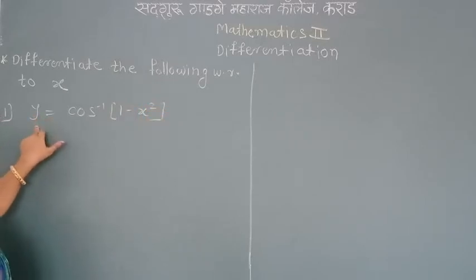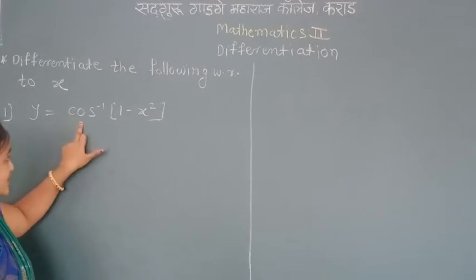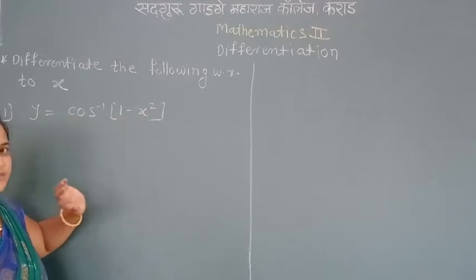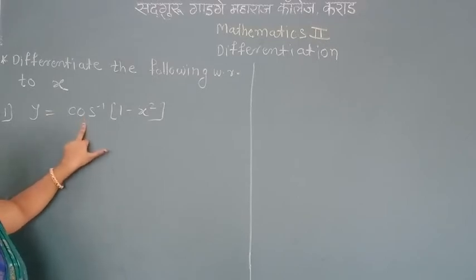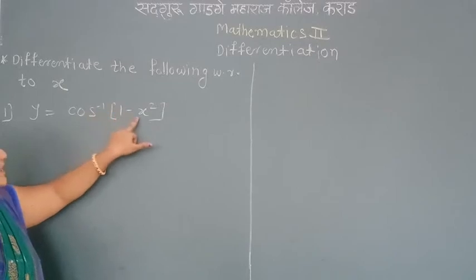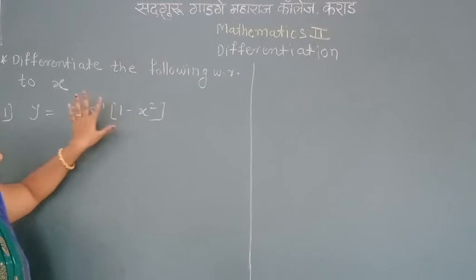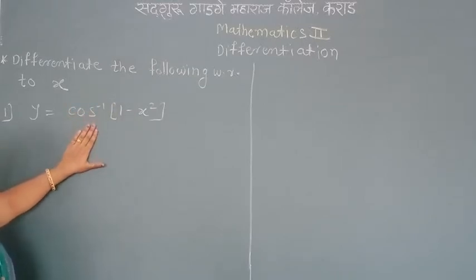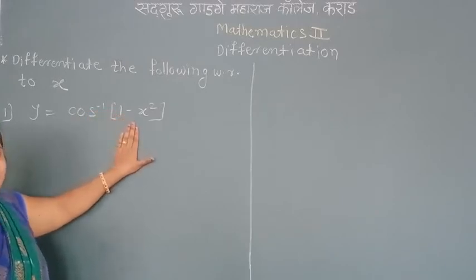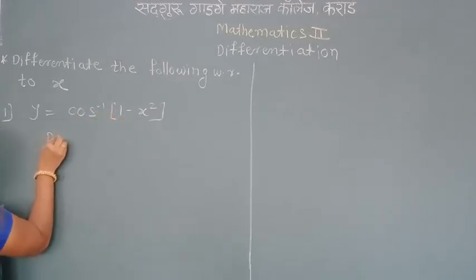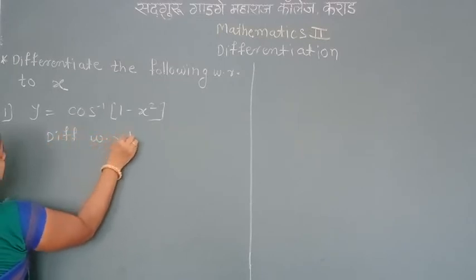I want the derivative of the function y equals cos inverse of (1 minus x square). This is a composite function, because cos inverse is a standard function whose derivative is minus 1 upon square root of 1 minus x square. But here x is replaced by 1 minus x square, which is a sub function. So we first differentiate cos inverse, and then after that the derivative of 1 minus x square, with respect to x.